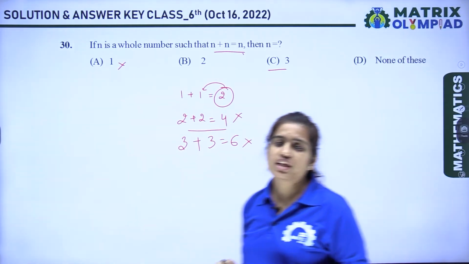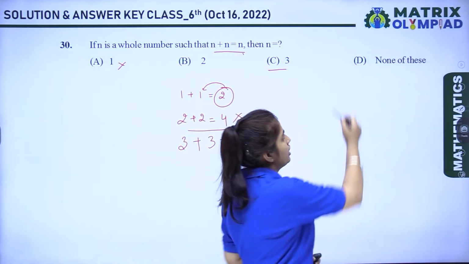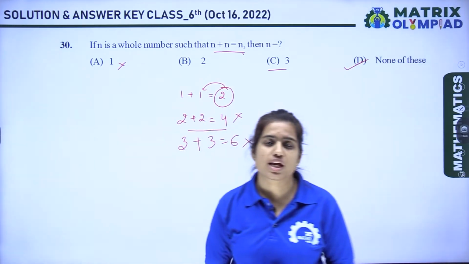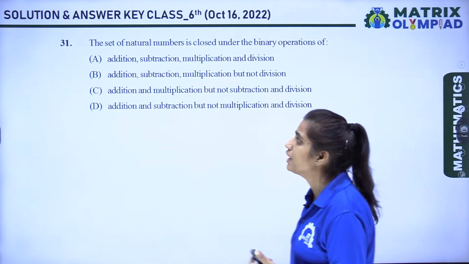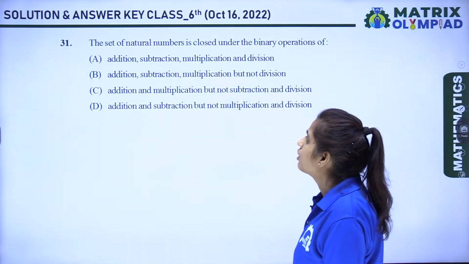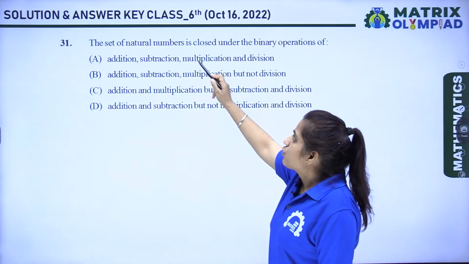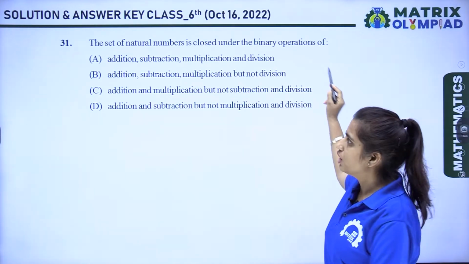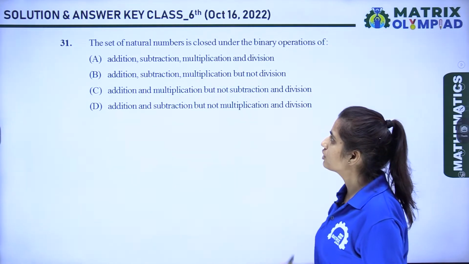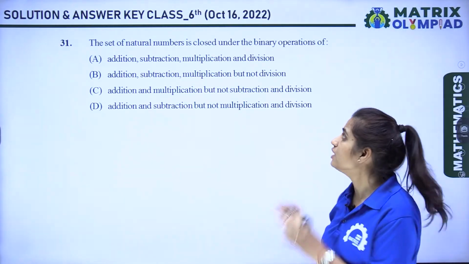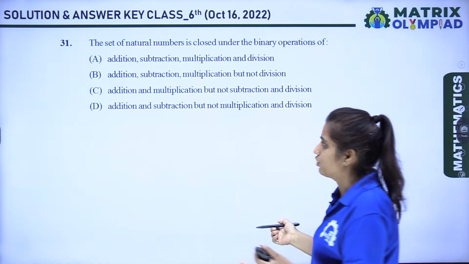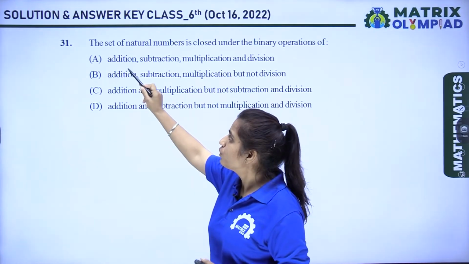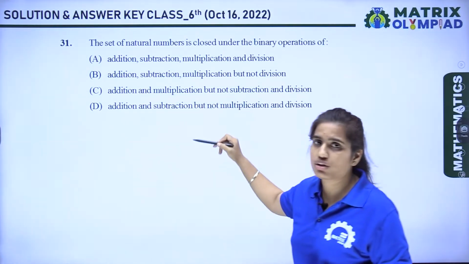So we can say that option D is the correct answer, as none of the options is correct for this equation. Let's begin with the 31st question. The set of natural numbers is closed under the binary operation. Now we have to find out which set of natural numbers is closed under the binary operation. So in this, we have to just find the correct option.